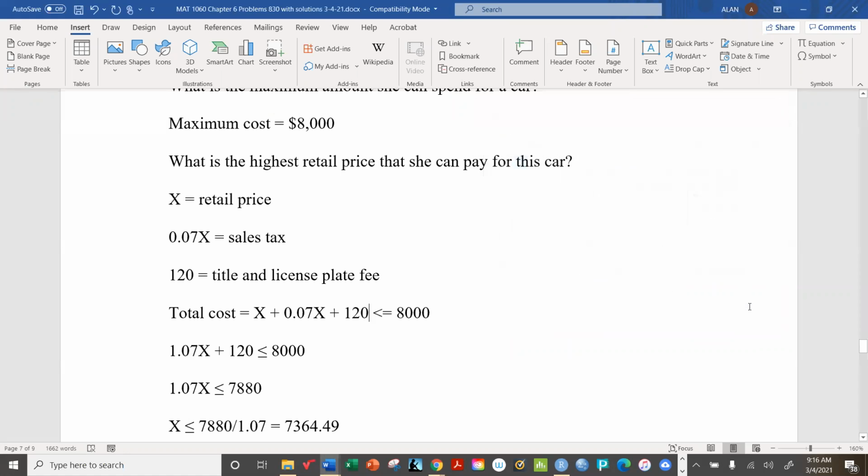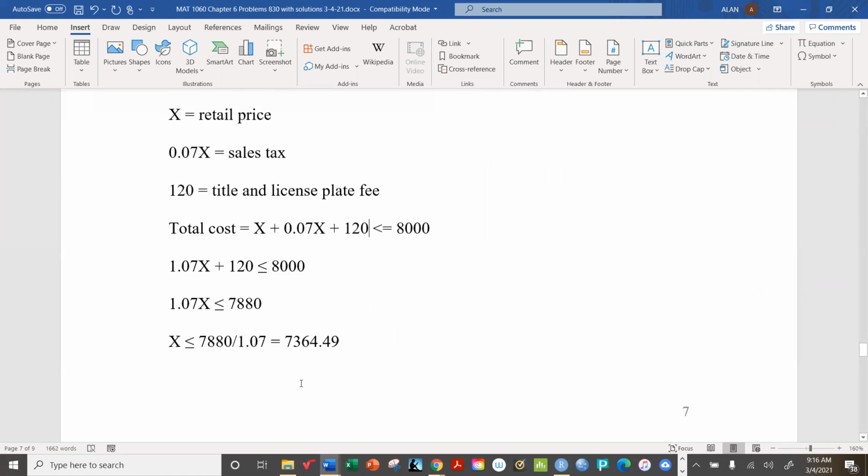So if you find yourself writing a paper for one of your classes and you need a very unusual symbol, that's the best way to go. All right, so in other words, the retail price for this car cannot go beyond $7,364.49. Otherwise, the total cost will exceed $8,000.